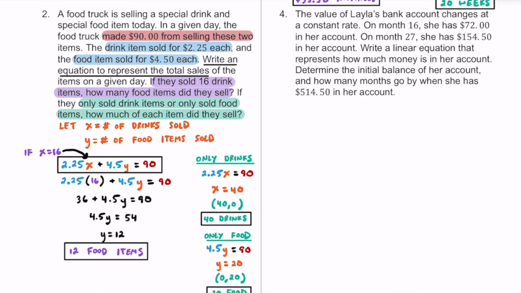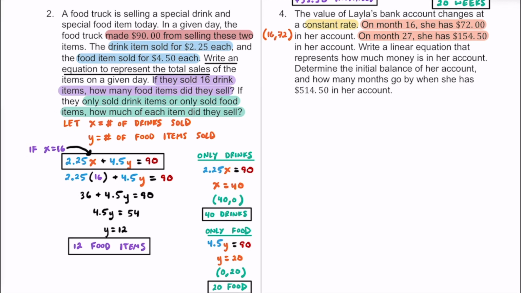In this problem, the value of Layla's bank account changes at a constant rate. Now, if we know it's changing at a constant rate, that means we're talking about a linear equation, so slope is going to be involved. We're told that in month 16, she has $72, so I'm just going to go ahead and write that as a point. 16 is going to be time, and it's going to be $72. That's going to be our y value. So that's going to be a point that we know.